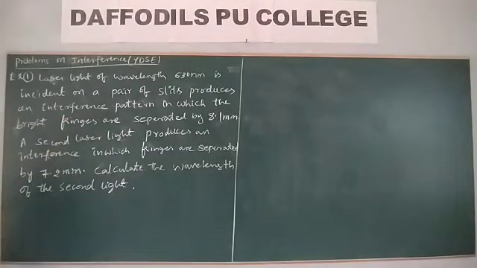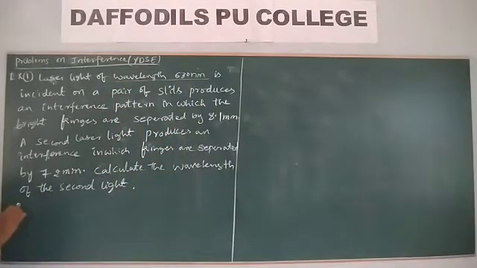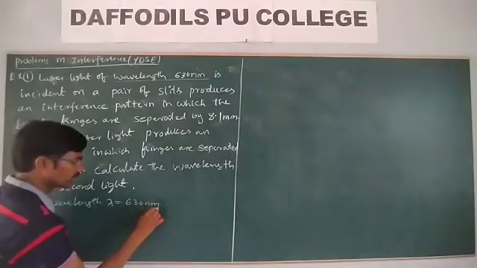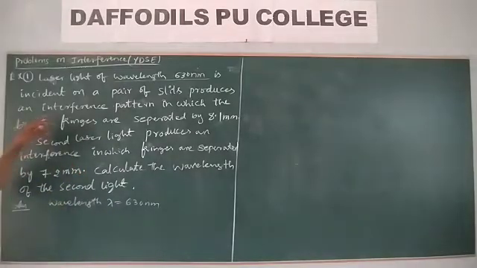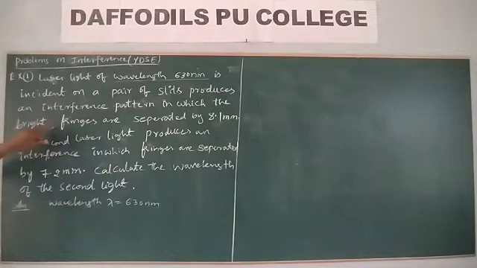Laser light of wavelength 630 nanometer. First, let us write the given information. What is given? Wavelength lambda is equal to 630 nanometer. It produces an interference pattern from a pair of slits, in which the bright fringes are separated by 8.1 millimeter.